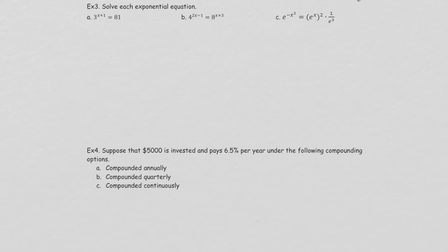So if we have 3 to the x plus 1 exponent equals 81, we want to find out what x is going to be, right? So what we can do is try to make the same base. If we make the same base, then we can drop the base and see what I need to do to make the same exponents, right? So this is just going to stay as it is.